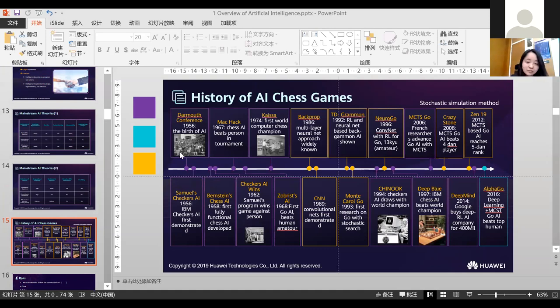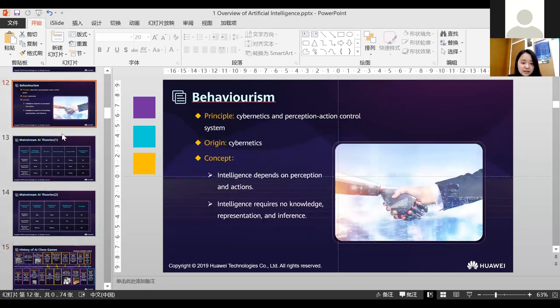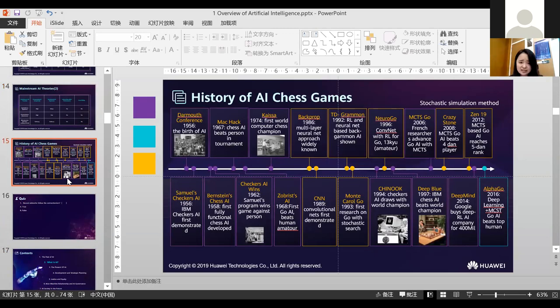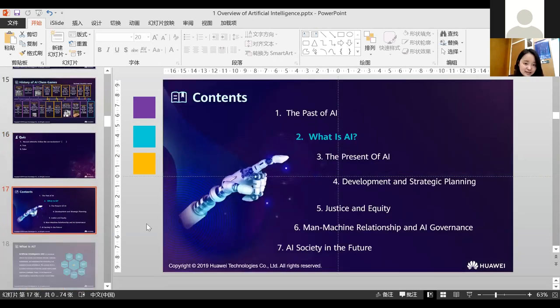From the history of the AI chess game, from 1976 till now, we know that actually these three schools are gradually merging together. For example, AlphaGo uses deep learning, an algorithm that follows connectionism, and it also uses reinforcement learning, a type of algorithm that follows behaviorism. So these three schools are gradually merging together.